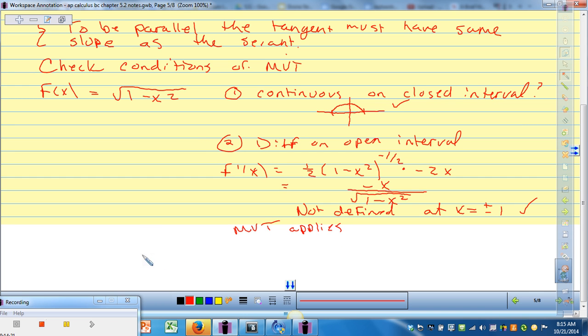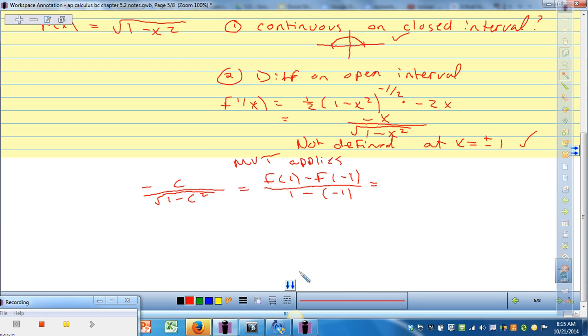And it means that -c over the square root of 1 minus c squared will equal f of 1 minus f of -1 over 1 minus -1. So what do I get on the right side? F of 1 is 0. F of -1, also 0, over 2.